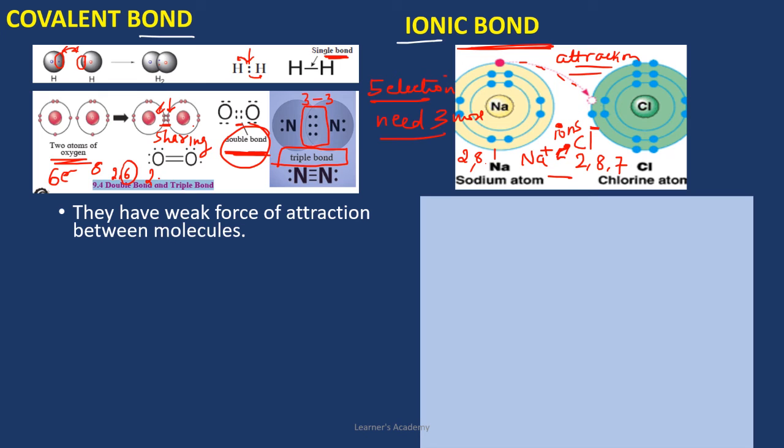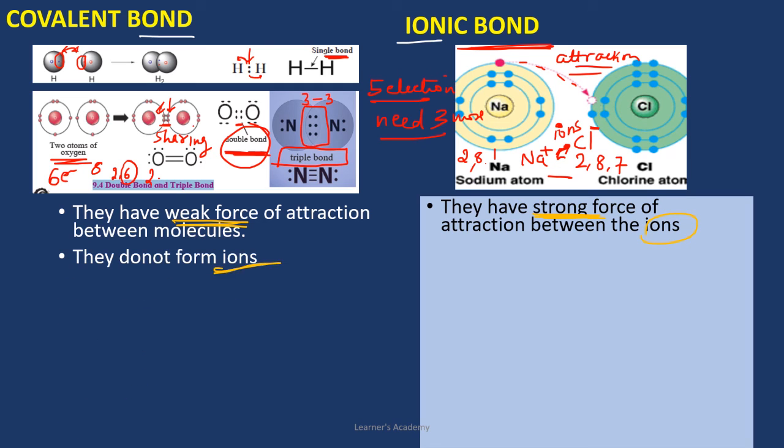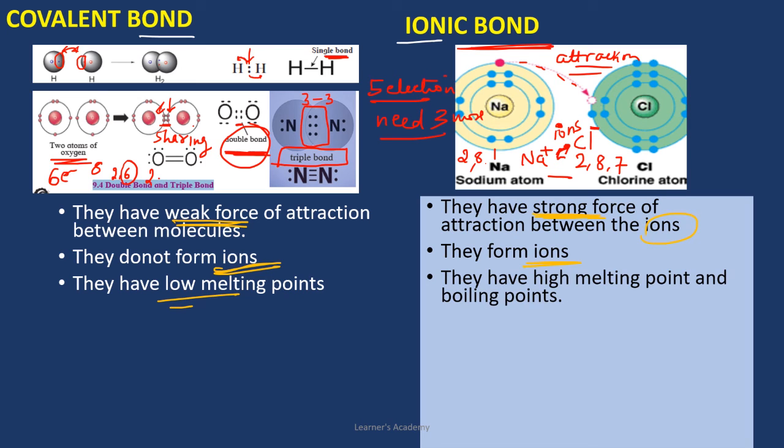Covalent bonds have a weak force of attraction between molecules, whereas ionic bonds have a very strong force of attraction between the ions, because they are electropositive and electronegative ions. Covalent bonds do not form ions, whereas ionic bonds form ions. In the case of covalent bonds, the melting point is very low, and all those molecules which have an ionic bond have a very high melting point and very high boiling point also.